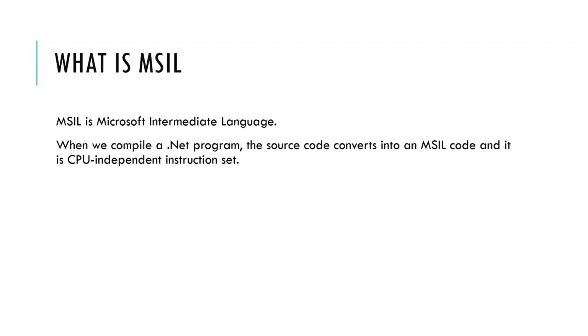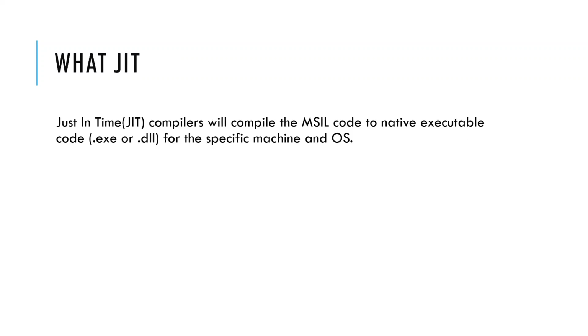So what is the MSIL? MSIL stands for Microsoft Intermediate Language. When we compile our .NET program, the source code converts into MSIL code, and it is a CPU-independent instruction set. So what is a JIT?